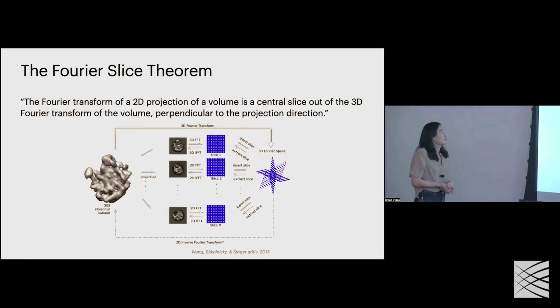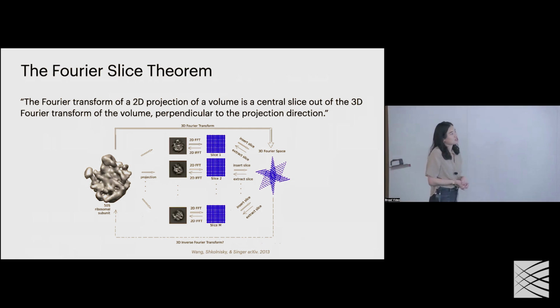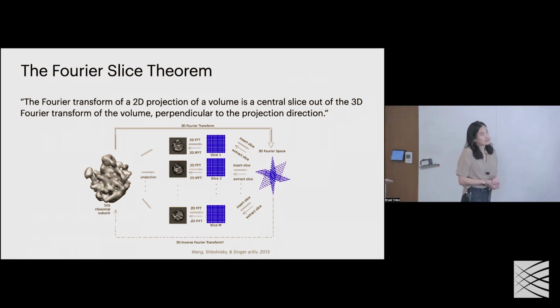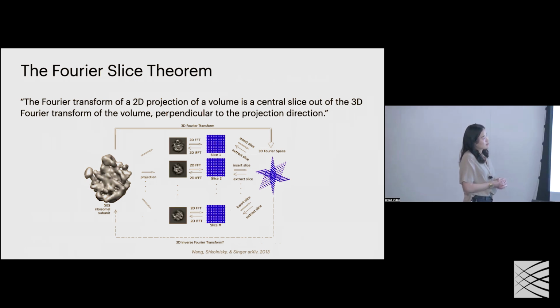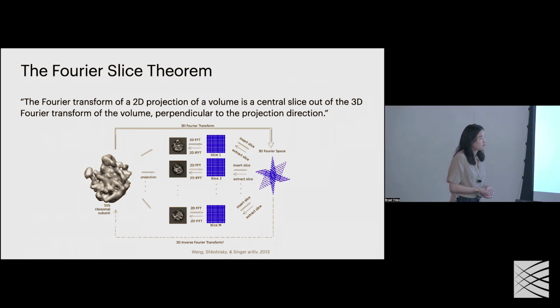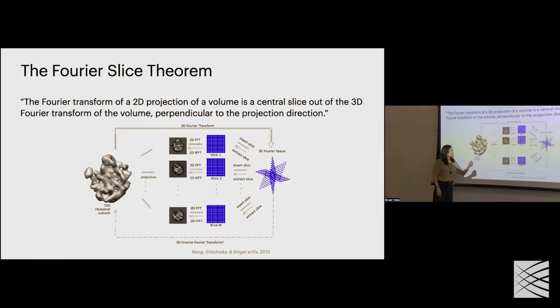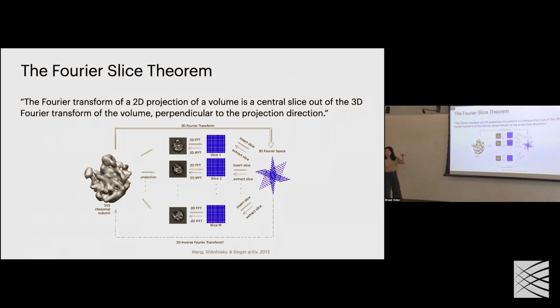The Fourier slice theorem states that the Fourier transform of a 2D projection of a volume is a central slice out of the 3D Fourier transform of the volume, where the orientation of that slice is perpendicular to the projected direction. And so if we have a set of images and we know their poses, we can take the FFTs and then insert them as slices into the correct orientations in 3D space, and then take the inverse FFT to get back our real space visualization of the volume.